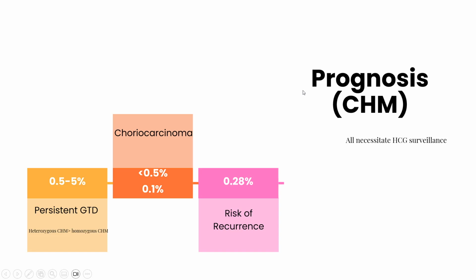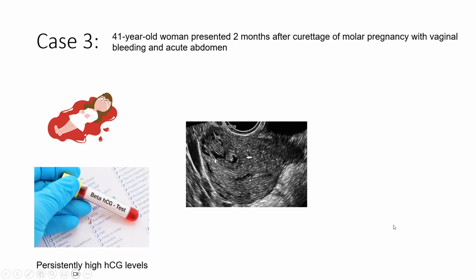As for the prognosis, it's definitely better than that of the complete mole, as we have only about half to 5% persistent GTD, less than 0.5%, and in some publications 0.1%, transforming into choriocarcinoma, with a 0.28 risk of recurrence.